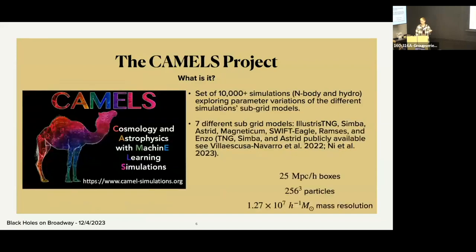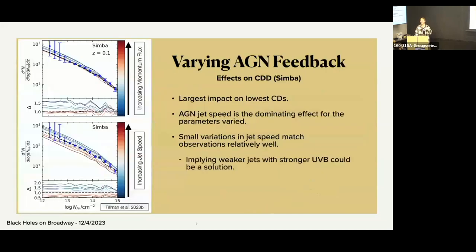So hopefully people know what CAMELS is. I use CAMELS to look at varying the AGN feedback effects in SIMBA, so we can vary the momentum flux and we can vary the jet speed. And you can see how it affects the column density distribution. Everybody should use CAMELS, it's a really great data set. And this gives us a much better idea about how the AGN feedback is actually affecting the column density distribution. And we wrote a really nice paper on this. You should go check it out.